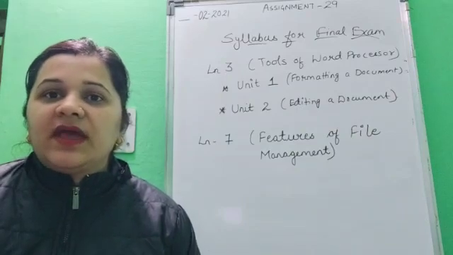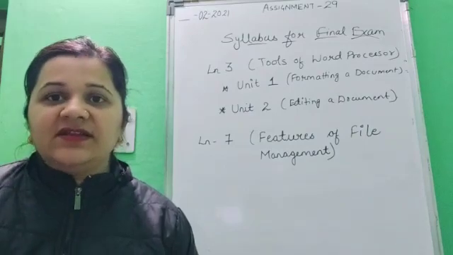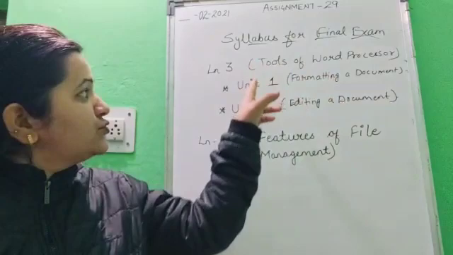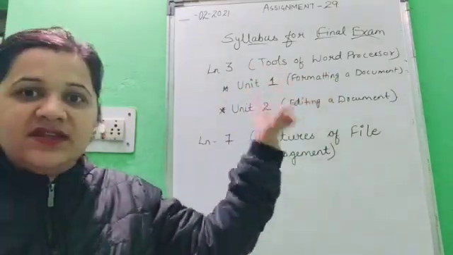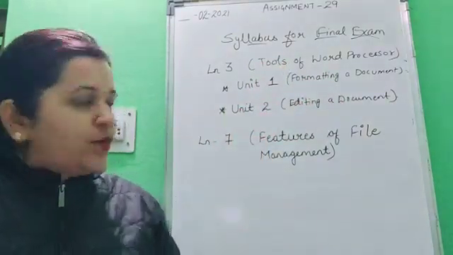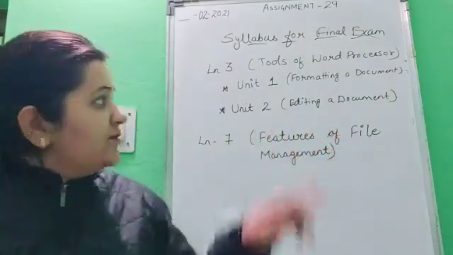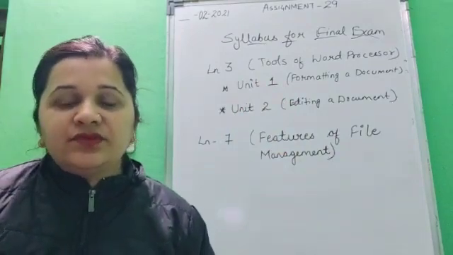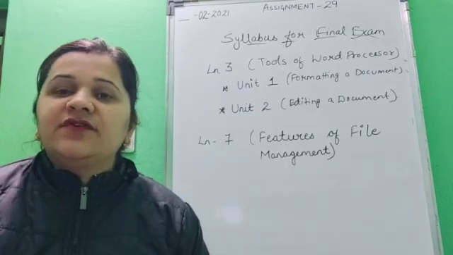Children, as your annual exams are about to come, here I have written the syllabus for the final exam. Lesson number 3, tools of word processor, in which 2 units are there: Unit 1, formatting a document, and Unit 2, editing a document. These 2 units are coming in your exam. Also, lesson number 7, features of file management. So, these 3 chapters are coming in your exam. Now it's high time to pull up your socks and start preparing yourself for the final exam.